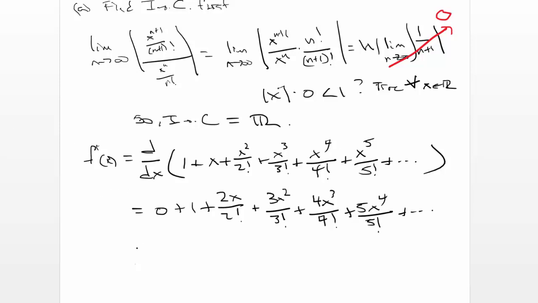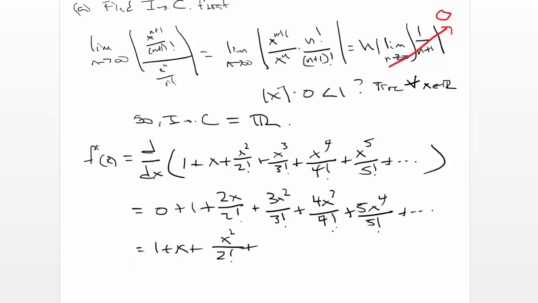Well, we can simplify this. 0 plus anything we don't really need. 1. 2x over 2 factorial. Let's see, the 2 factorial is 2 times 1, so the 2 on top and the leading 2 will cancel, and you're left with x over 1, or x. Same reasoning. 3 factorial is 3 times 2 times 1. So the 3 on top will cancel with the leading 3 on bottom, and you're left with 2 times 1, which is 2 factorial, and x squared on top.